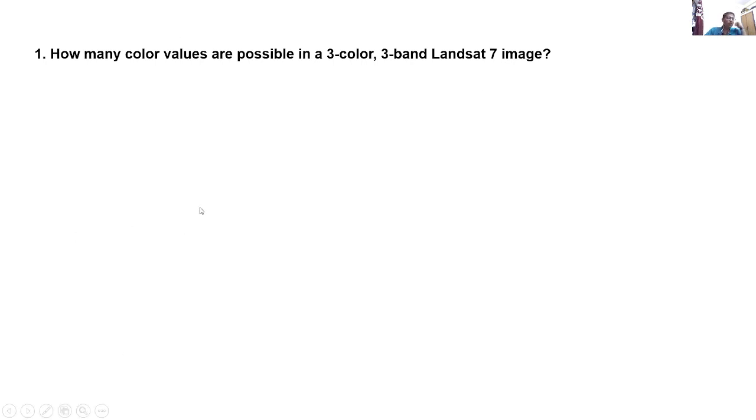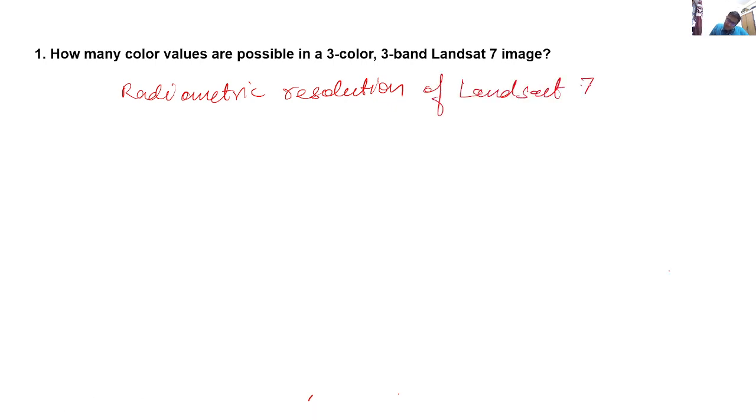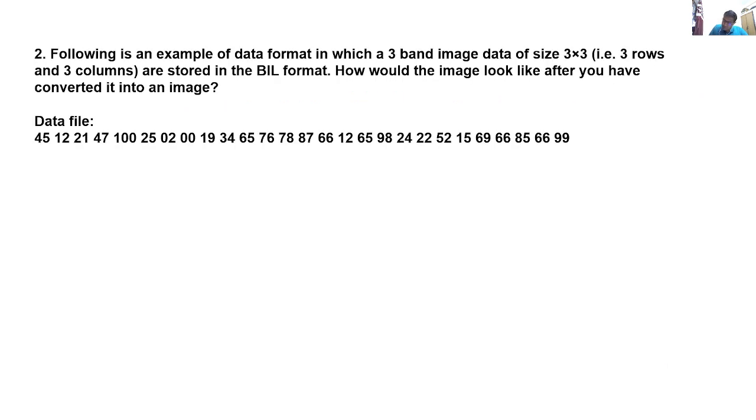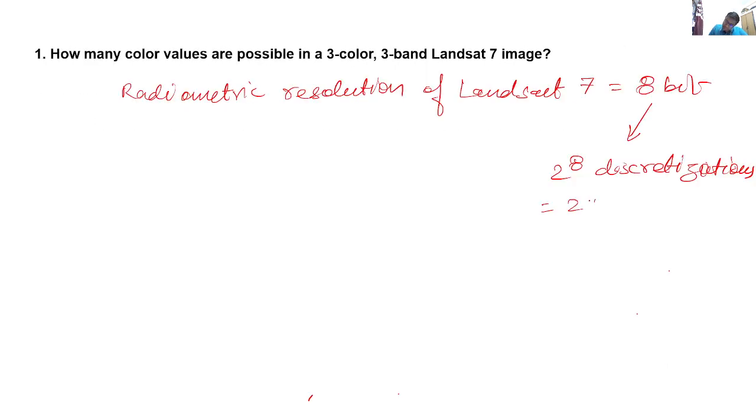Anyways, the first question discussed today is how many color values are possible in a three color, three band Landsat 7 image. One thing which you need to recall is that the radiometric resolution of Landsat 7 is 8-bit. This would mean that there are 2 to the power 8 discretizations, which is equal to 16 times 16, that is 256 discretizations.